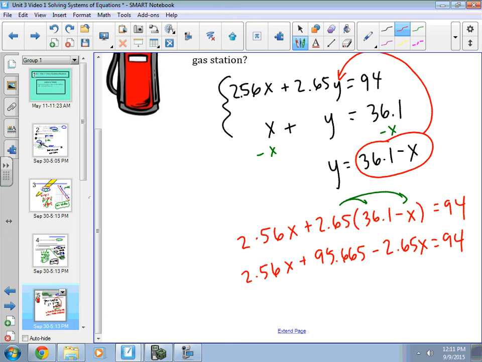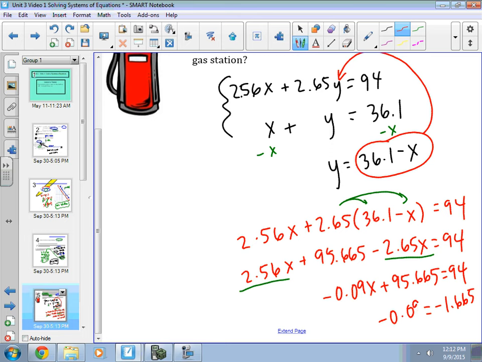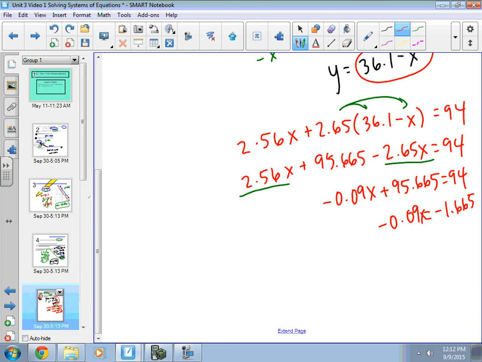Okay, let's put these like terms together. Both of these have a variable. Okay, so if we combine those together, we're going to get negative 0.09x. Now we got to get our constant terms together. Constant means the terms without variables. They're on opposite sides, so here we're going to need to subtract this over to the other side. And if we subtract 95.665 from 94, that's going to be a negative 1.665. And our last step here now looks like we need to divide. Divide by the number in front of the variable.